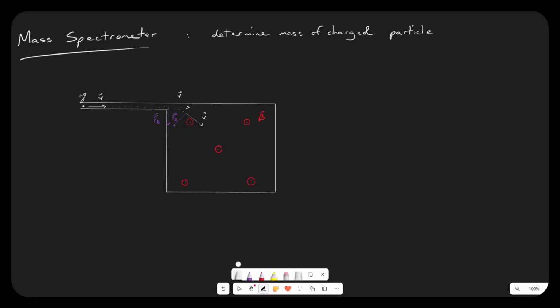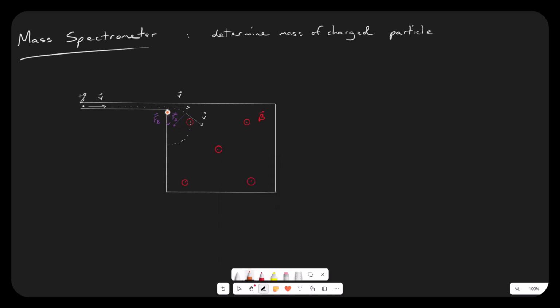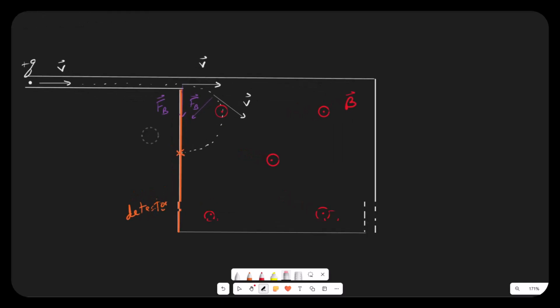We have seen this kind of thing before, and what we know is if we keep getting this perpendicular force, we are going to eventually hit the wall. So we make this mass spectrometer with a wall here that is a detector. And the only thing the detector has to do is tell me where the particle strikes. From there I can get some information. I'm going to erase a couple of things off of this picture because the picture gets really busy really fast, and I'll zoom in.